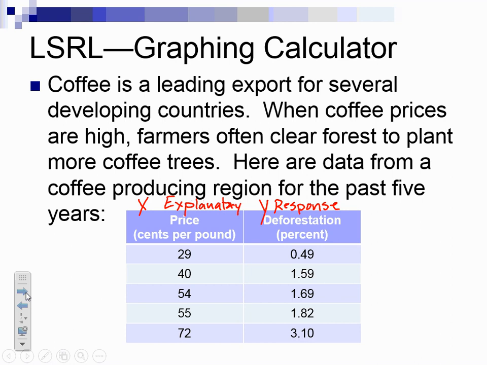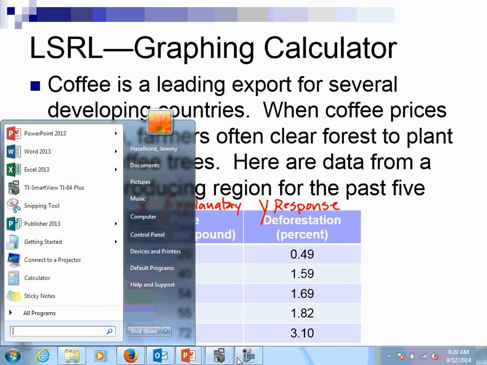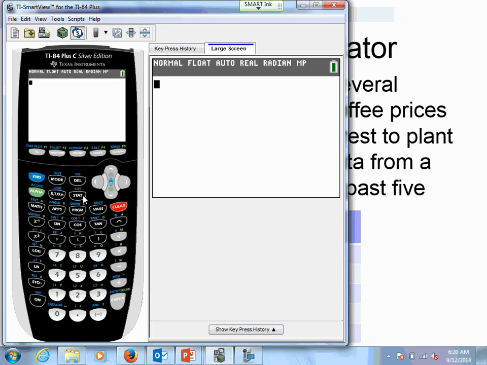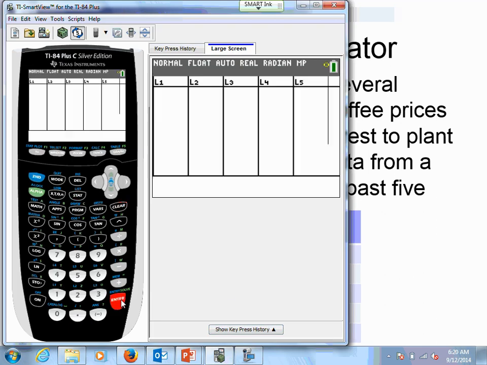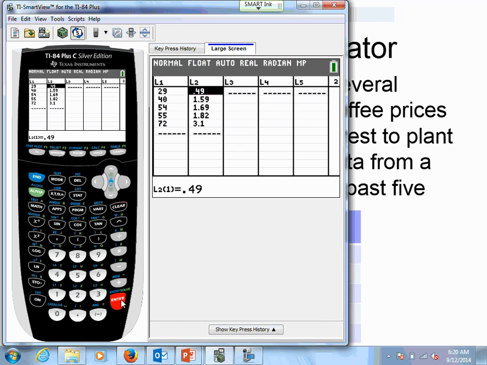Now I'm going to pull up my graphing calculator and show you that I've already got that work done. Okay? So if we pull that up here, I go into my stat menu, edit, and you can see I have those numbers input into list 1 and list 2. Okay? So at this point, I'm just going to walk you through the graphing calculator steps. We'll do this more in class as we go as well.